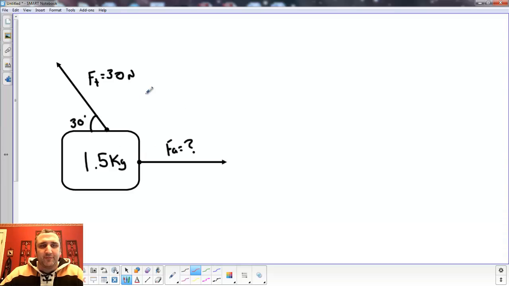Again, I've got multiple different forces. I'm wondering how hard I have to push to the right to keep this 1.5 kilogram block on this thing when I give it a tension force of 30 newtons.